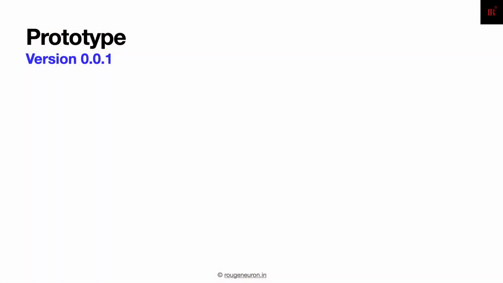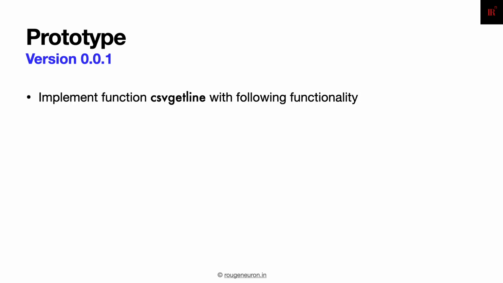So instead of talking about the interface design principles in theory, let's start with an example. The problem statement is you need to implement a function named CSV getLine with the following functionality.